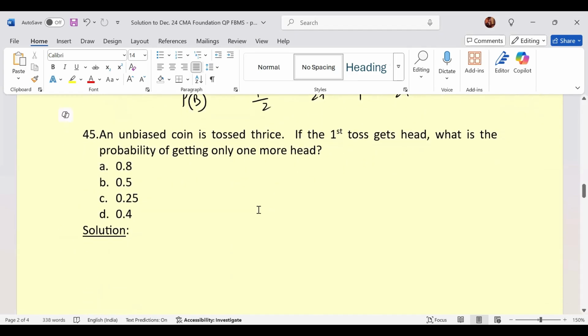An unbiased coin is tossed thrice. If the first toss gets head, what is the probability of getting only one more head? So let me write the sample space for tossing a coin three times. First I will write the 2 coins sample space, HH. Repeat that.